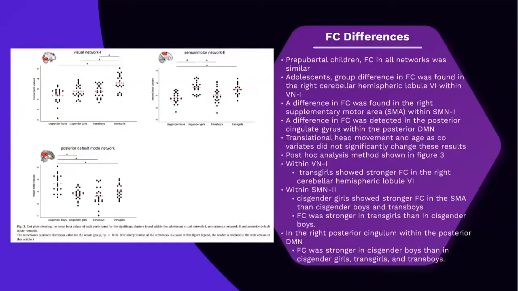Trans girls showed stronger FC in the right cerebellar hemisphere compared with all other groups. Within SM2, cisgender girls showed stronger FC in the SMA than cisgender boys and trans boys. Furthermore, in the same brain area, FC was stronger in trans girls than in cisgender boys. FC in the right posterior cingulum with the posterior DMN was stronger in cisgender boys than in cisgender girls and trans boys.